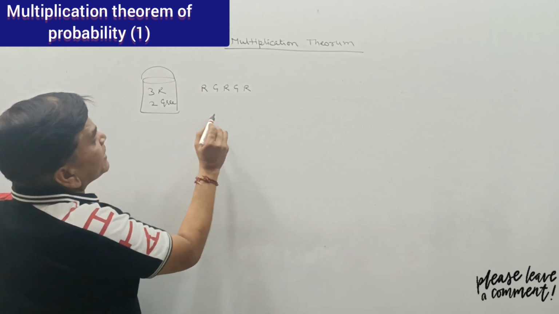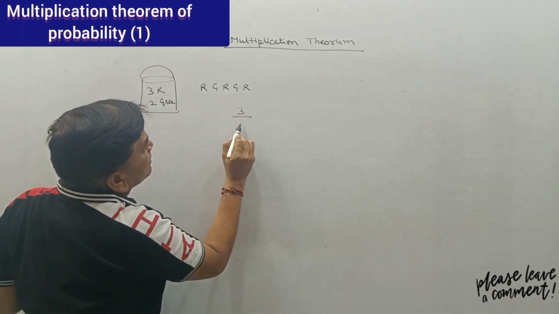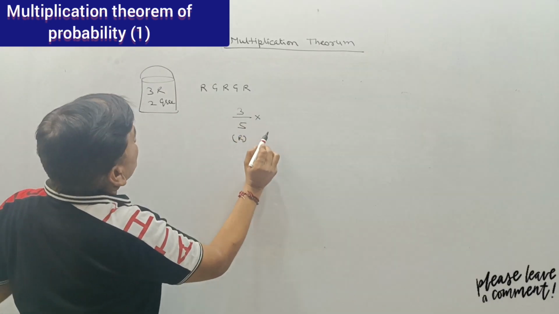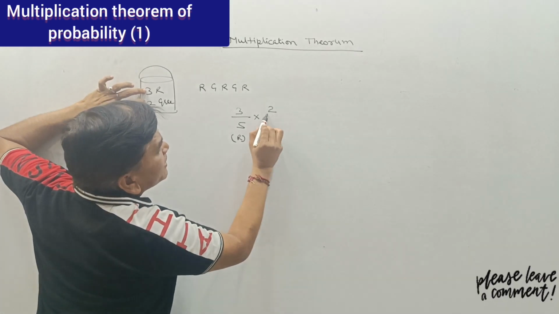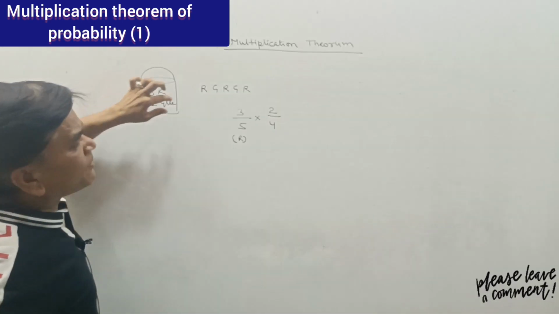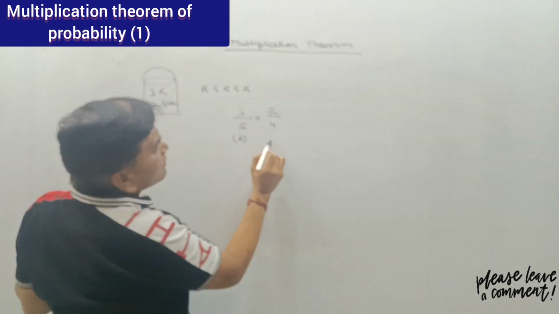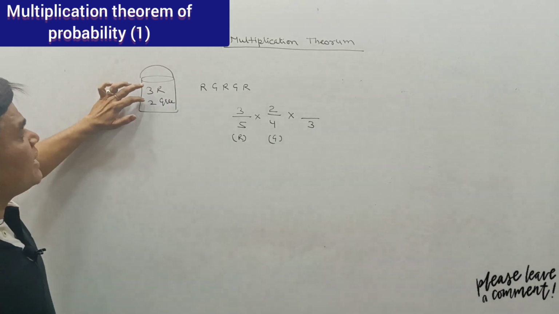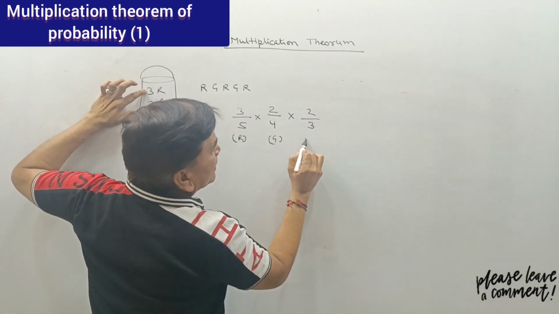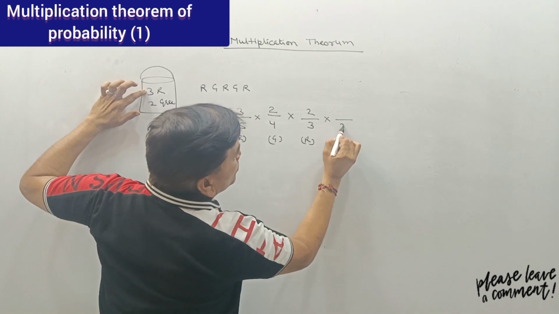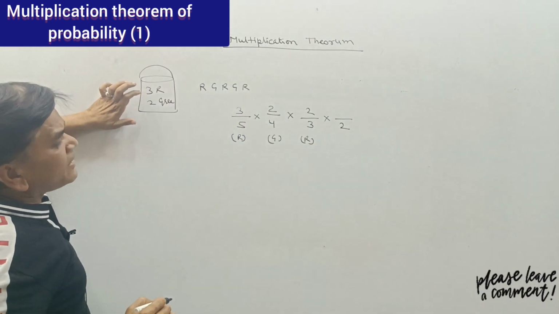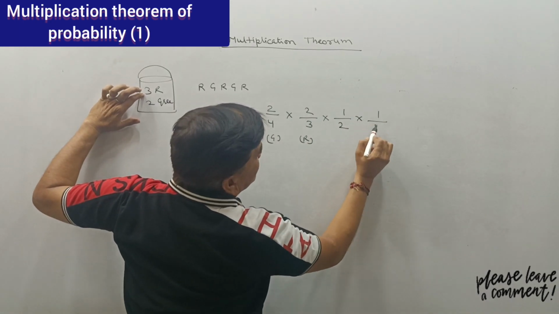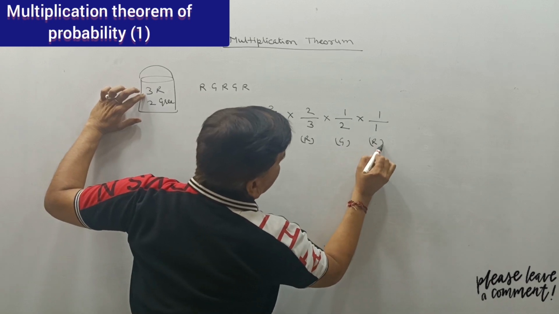For the probability of getting a red ball first, it is 3 upon 5. Second, now the balls are 4, so the probability of getting green is 2 upon 4, because 2 greens are available and the total is 4. Third time, total balls in the bag are 3 and red are 2, so getting red is 2 upon 3. Now 2 balls are in the bag, one green and one red, so getting green is 1 upon 2. And the last ball in the bag is red, so that is 1.